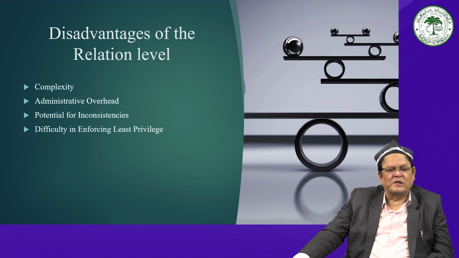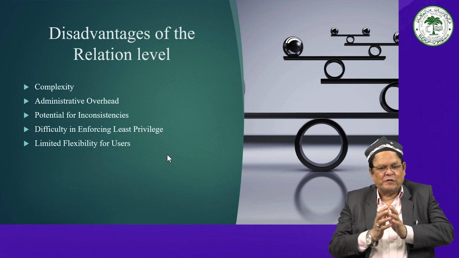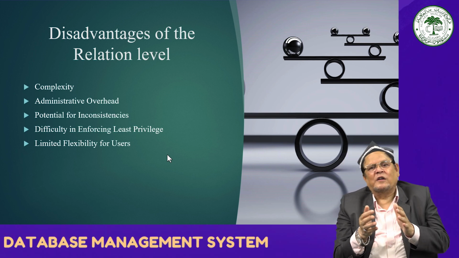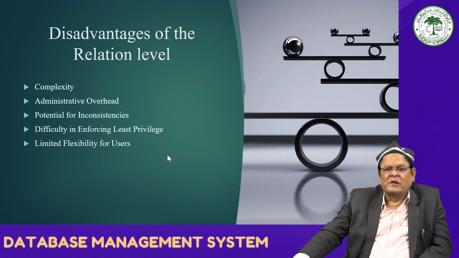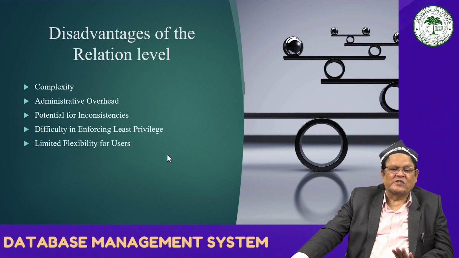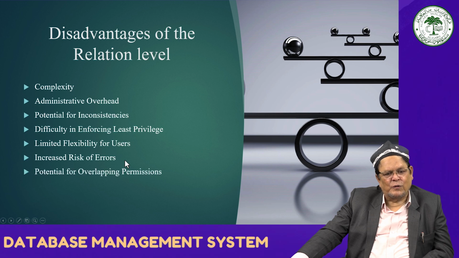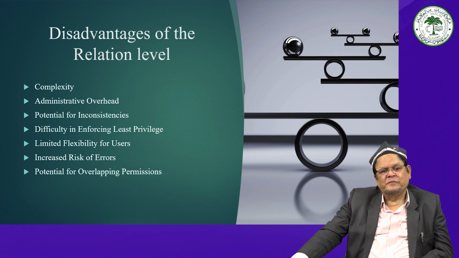And difficulty in enforcing least privilege. It is very difficult to enforce least privilege. Limited flexibility for users is also a disadvantage of the relation. Users want more privileges, but you can impose a restriction. So limited flexibility, and increased risk of error. Also by that relation, it will increase the risk of error. Potential for overlapping permissions: sometimes permissions will overlap. So these are the disadvantages of the relational level.